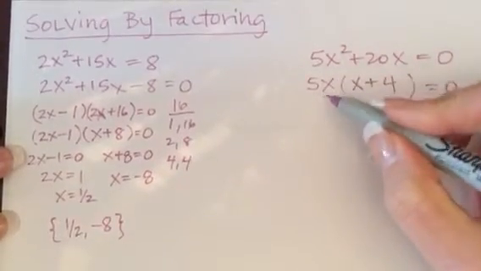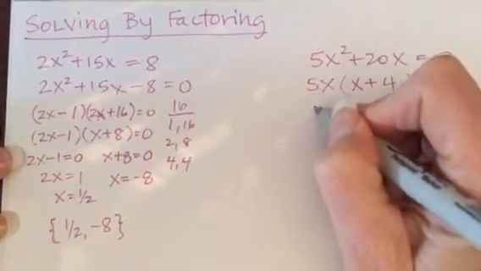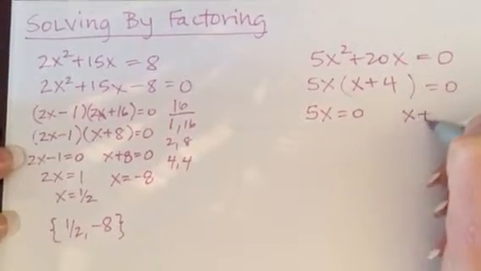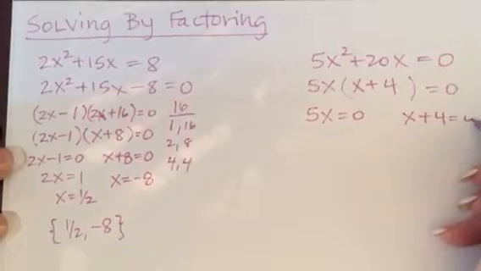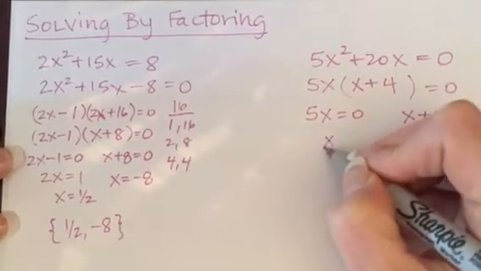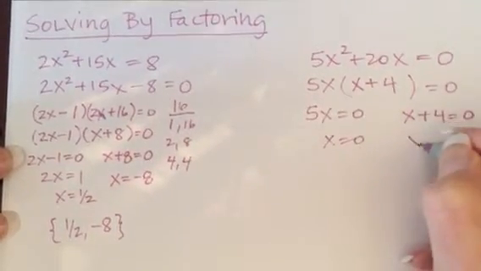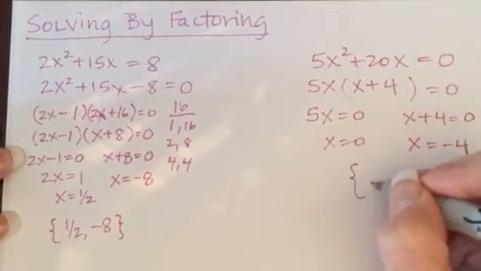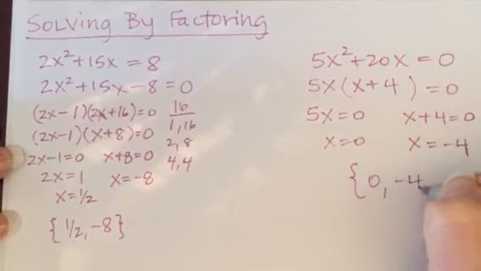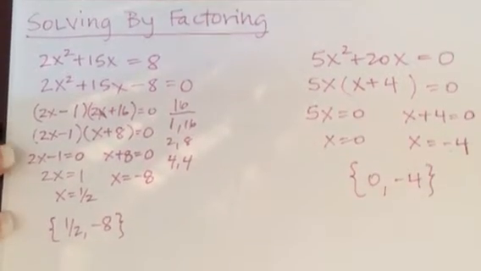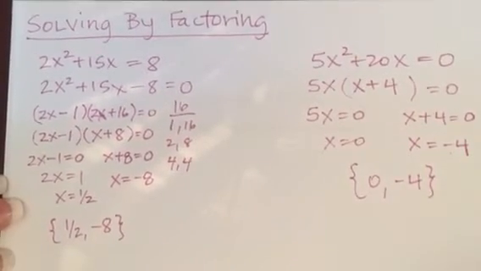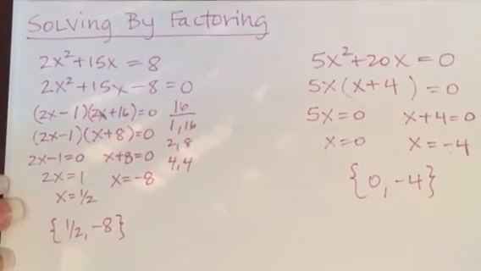And I'm going to take each of these factors, set them equal to 0, and solve each one for x. So here we have x is equal to 0, and here we have x is equal to -4. So my solutions are 0 and -4. Okay, so these are two examples of solving a quadratic by factoring. In the next segment, we will look at a different technique.